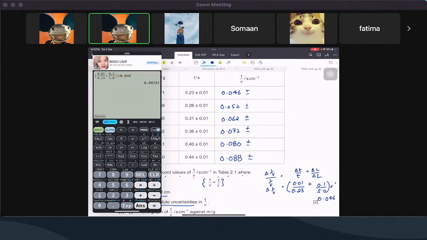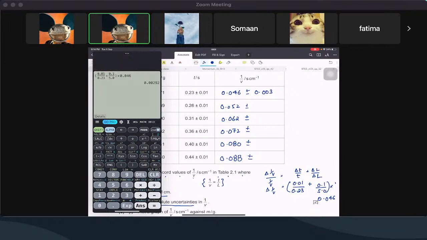Now in this particular thing, when you do this, uncertainties are usually written in one significant figure. Okay, so this will be 0.003, right? And it should be the same decimal place as the actual value that is written. Okay, so make sure that you follow that rule.